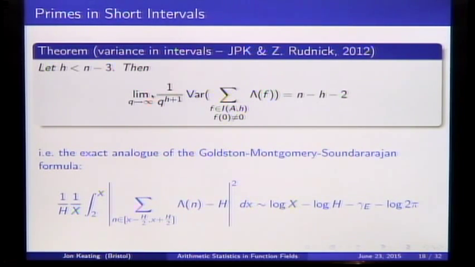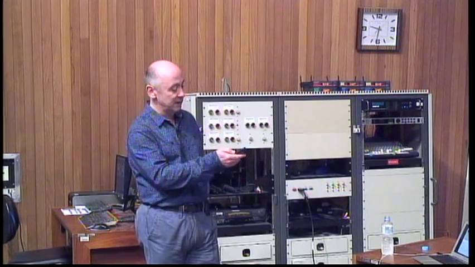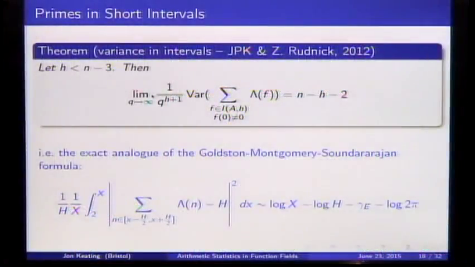It's n. We're looking at polynomials of degree n. It involves h. We're looking at short intervals that contain q to the h plus 1 terms, and there's a constant. And this is the exact analog of the Goldston-Montgomery conjecture, because I remind you, Goldston-Montgomery you can reframe as saying that the variance, if you divide by H, the number of terms in the interval that one sums over here, then you get log x minus log H plus a constant. But the role of log x in this world is just played by n. Log x is the number of terms in the big average here, and the big average here has q to the n terms, and its log is just n. The role of log H is played by little h, because capital H is q to the little h plus 1. And there's a constant which becomes 2. So in this world, you can prove the Goldston-Montgomery conjecture, and I'll tell you how in a minute.